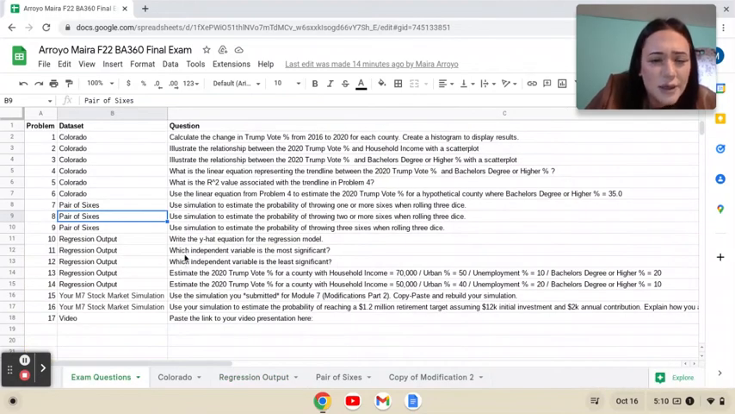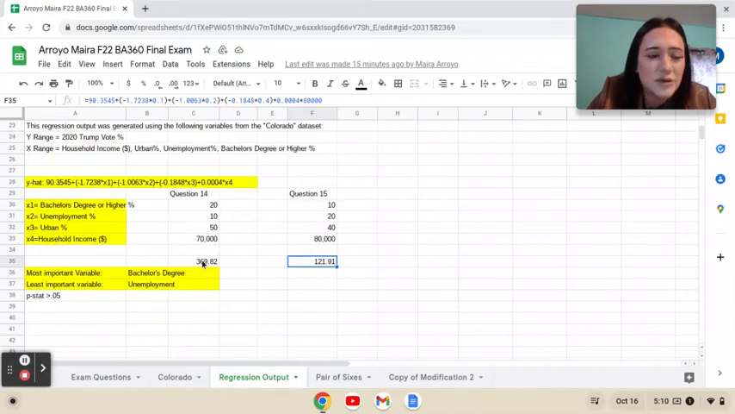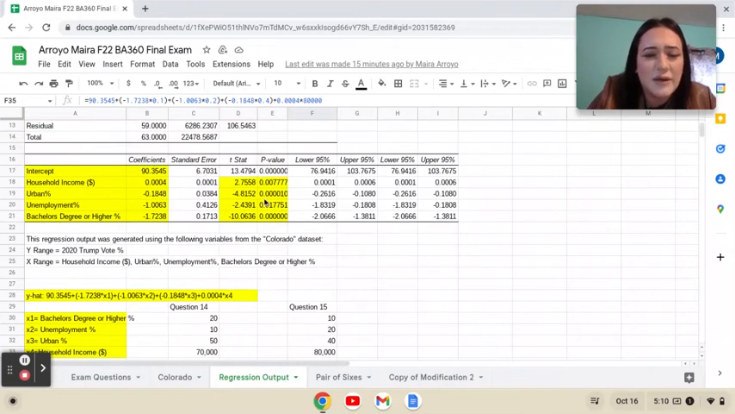And the next question says, which independent variable is the most significant? And then I'll read the next one, which independent variable is the least significant? So in my opinion, I recalled that we talked about the p-value, and if it's less than 0.05, the better. So with that, I chose bachelor degree as my most important variable, because when we look at our p-value up here, it's the lowest out of all these other ones.